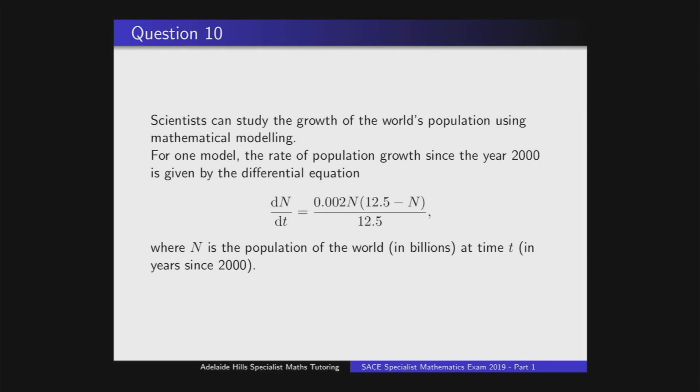equation. So the question reads, scientists can study the growth of the world's population using mathematical modelling. For one model, the rate of population growth since the year 2000 is given by the differential equation there, which is the logistic equation, and it's saying that the time rate of change of n is proportional to 0.002 times n, all multiplied by 12.5 minus n, divided by 12.5. Okay, n is the population of the world in billions at time t, in years since 2000.